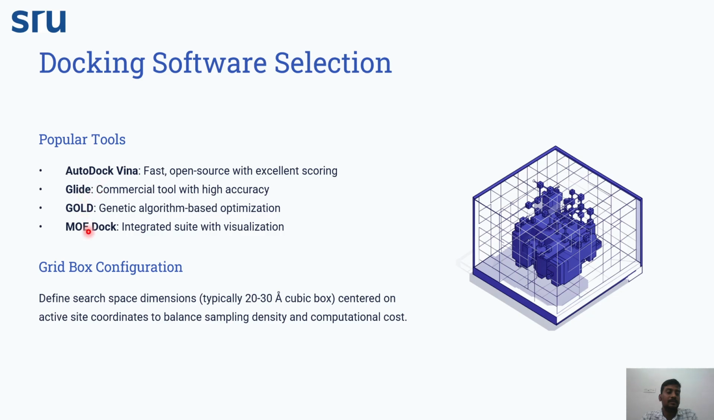And some of the other software mentioned are Glide from the Schrodinger packages, then GOLD, then MOE docking. These are some paid software. They may give higher accuracy than the free and open source software. So all these things will be useful for the docking score calculation.